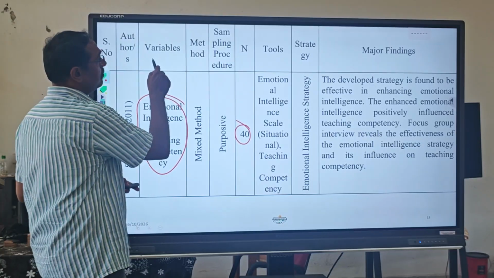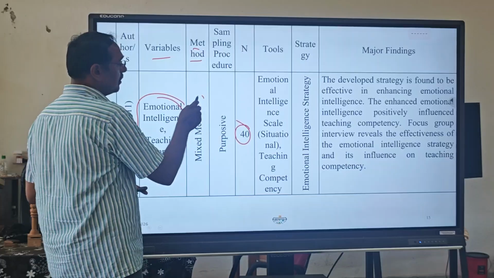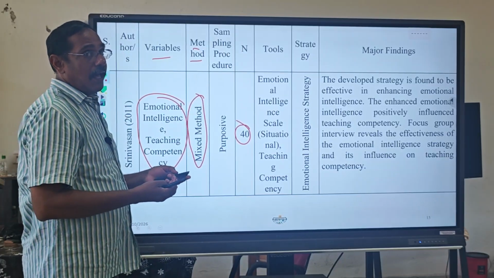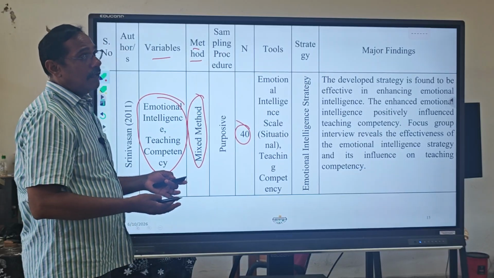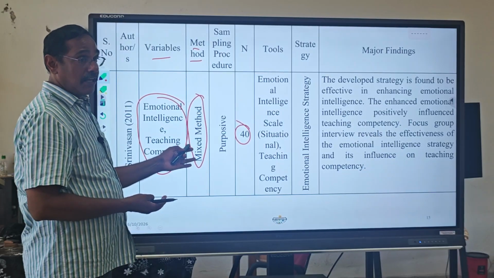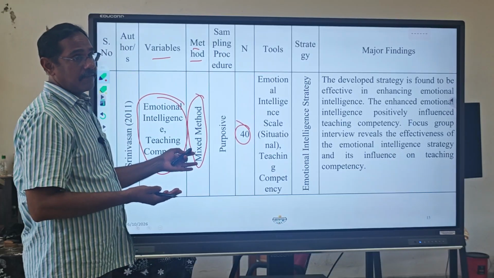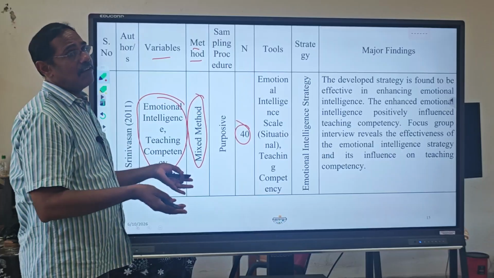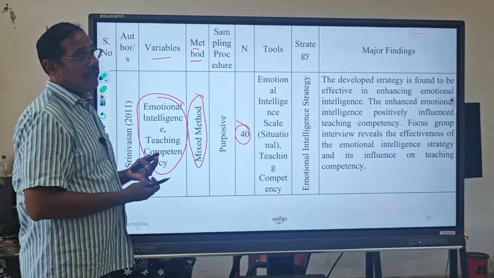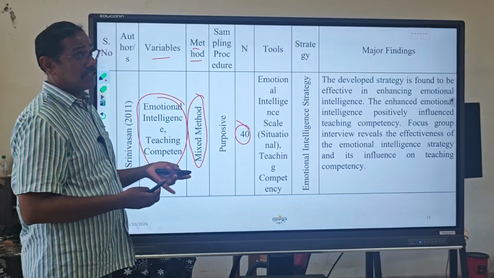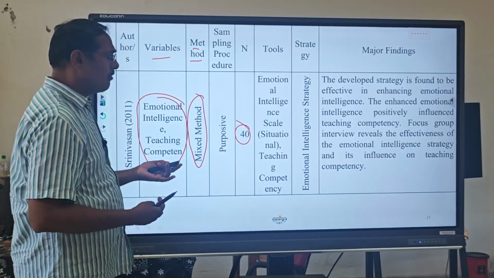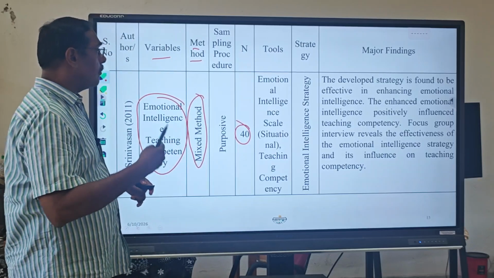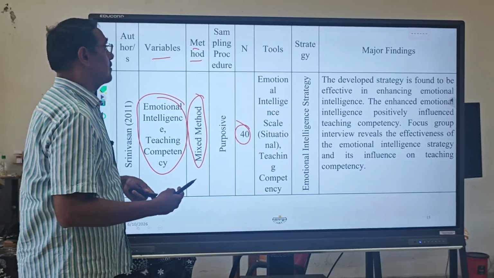So these are variables. Then methods. What method have they adopted? Suppose 50 studies are there, and among the 50, if mixed method is used in 35, then mixed method is the major one. Then we should not do a mixed method because many of them have done it. We can go for some other method, a longitudinal or a cross sectional. For a PhD, longitudinal is not advisable. Cross sectional can be taken because longitudinal goes for more years.